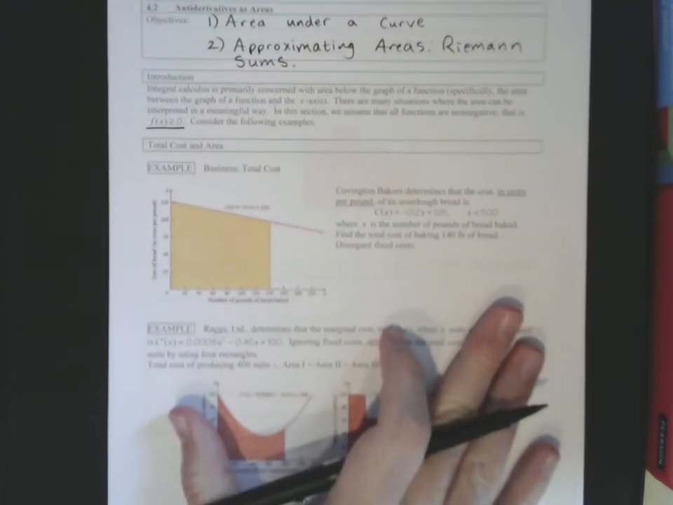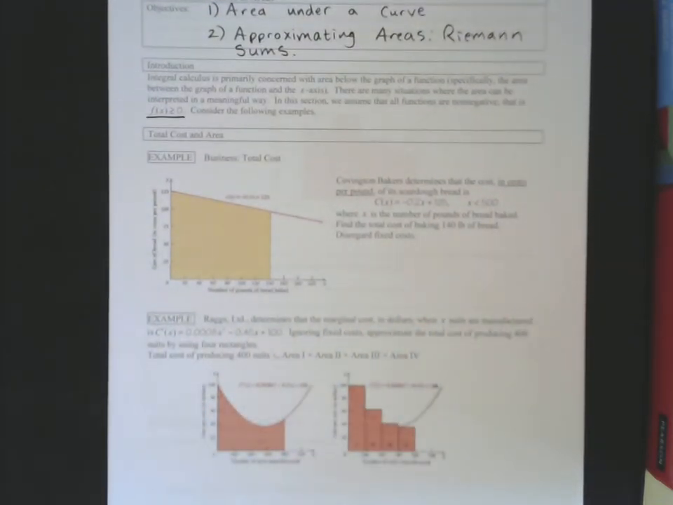So we're going to look at a few examples and a few different ways to talk about it. In this first one, we're going to be looking at business and total cost. Covington Bakers determines that the cost in cents per pound of its sourdough bread is this function c of x equals negative 0.2x plus 125 when x is less than 500, and x is the number of pounds. We're going to find the total cost of baking 140 pounds of bread. And we're just going to disregard fixed costs to make this a little bit easier.